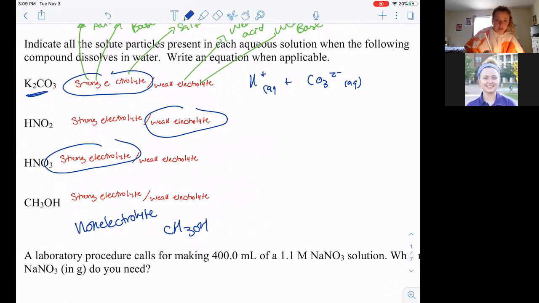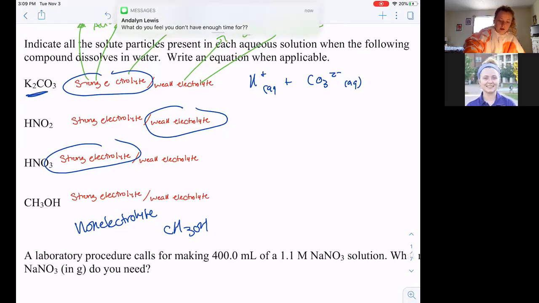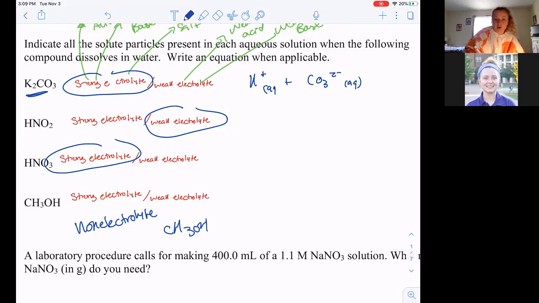This one is weak, so it's going to break apart, so we can make an equation, but it's not going to break apart as fully. It's not going to be as great. So I think in a problem like this, the best thing you could do, if you're not sure if it's a strong or weak electrolyte, is just go ahead and write out what it's going to break into.